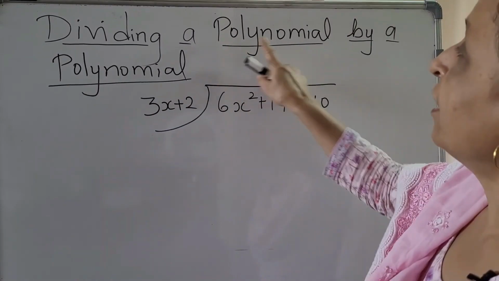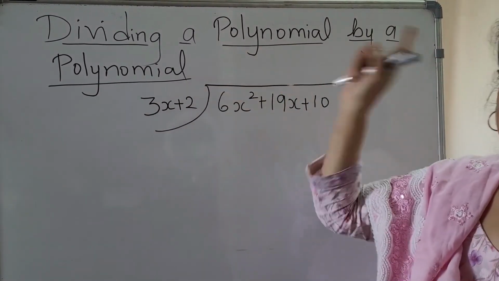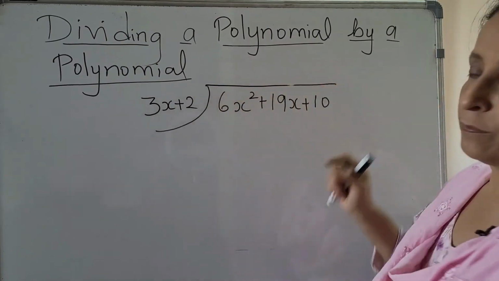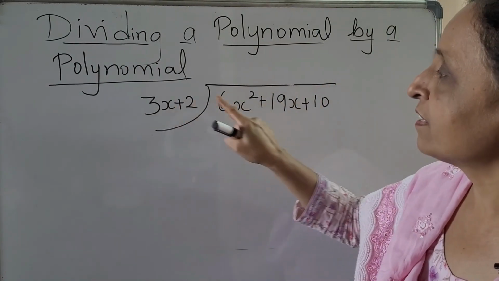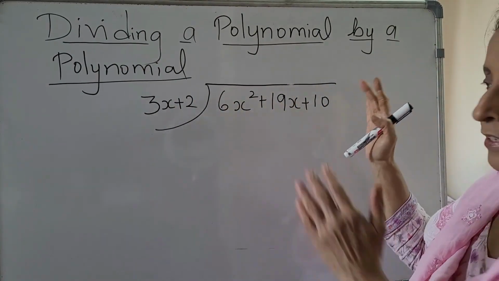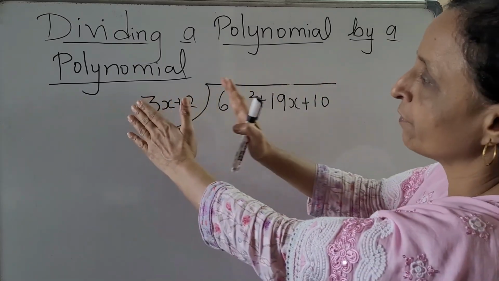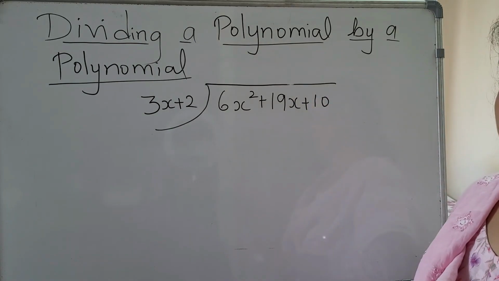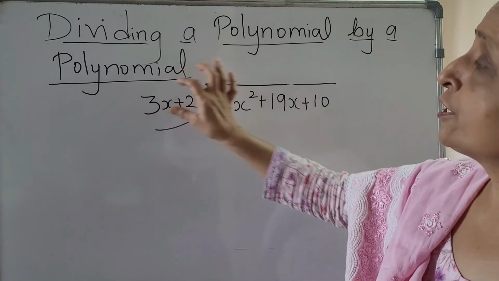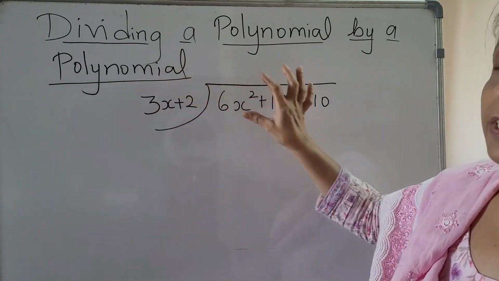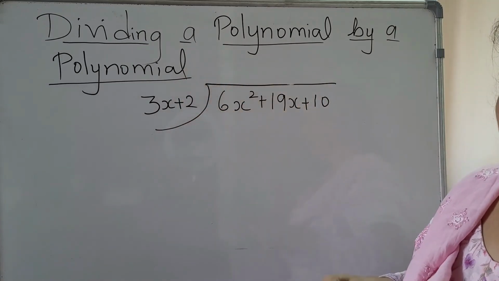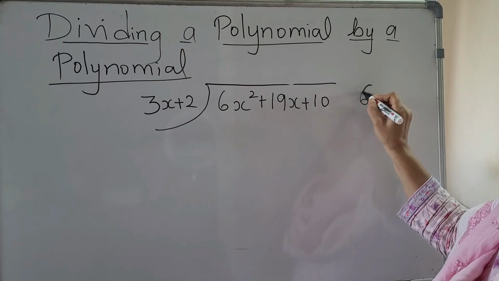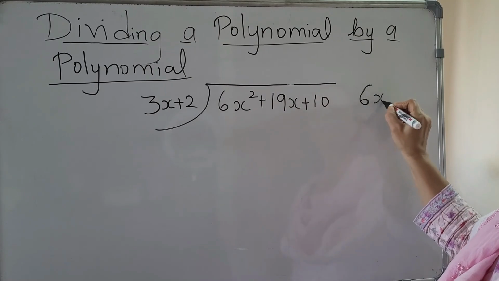Now dividing a polynomial by a polynomial. What you have to do is write in this form. This is the divisor, this is the dividend. Dividend you write inside, divisor you write outside. Now how do we start? Take the first term of both dividend and divisor. Now dividend you write as it is, first term 6x square.